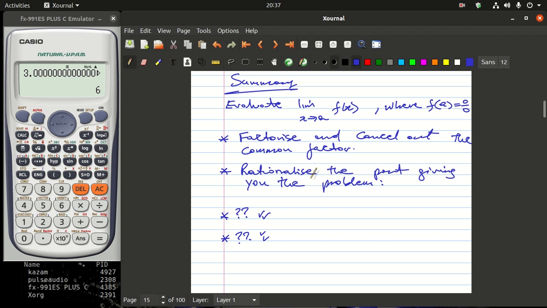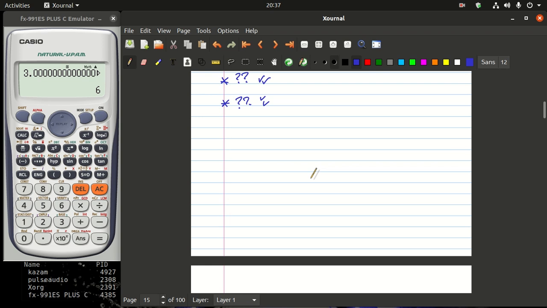Now, let's look into this. I want us to analyze, what do we mean by saying I have some f of a equal to 0 over 0? The meaning behind it.